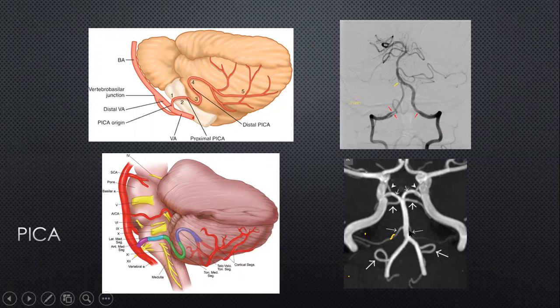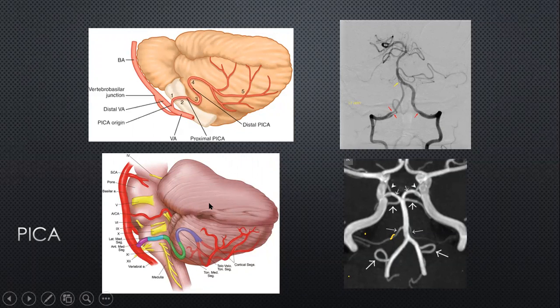So you can see that the PICA is relatively small in size, whilst in this patient you can see that the left PICA is almost absent, but the left AICA is quite dominant and is likely to supply the PICA territory. Whilst on the other side, you can see that the PICA is quite dominant, but the right AICA is quite small in size. So this is a hemodynamic balance which occurs in these situations. It's important to realize that.